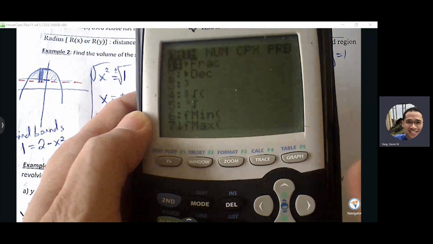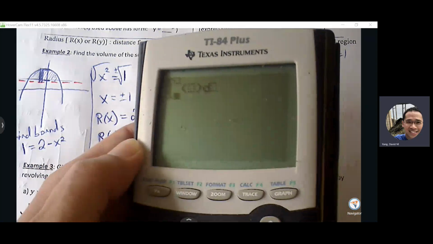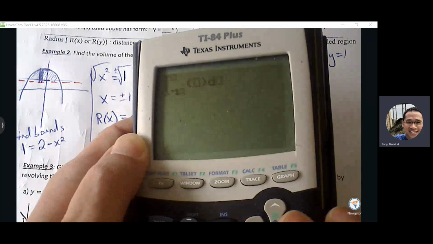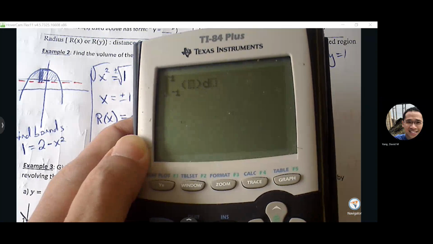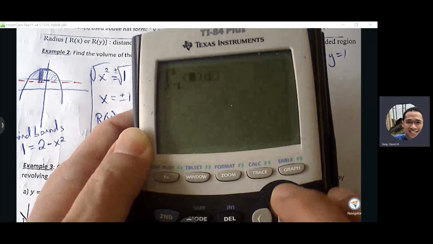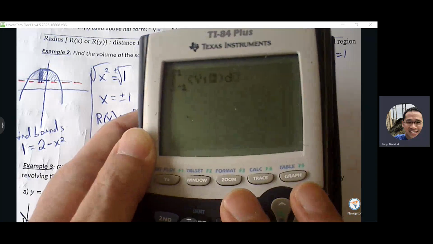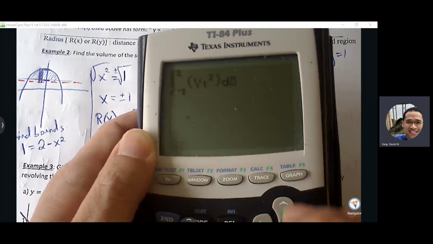And then I do Math 9. Again, I'm leaving the pi out of my whole calculation. I'm going to add pi manually on my own. So I'm going to go from -1 to 1. I'm going to call my radius, so if I do second trace, call y1. I'm going to take my radius, I'm going to square it. That's it, dx.